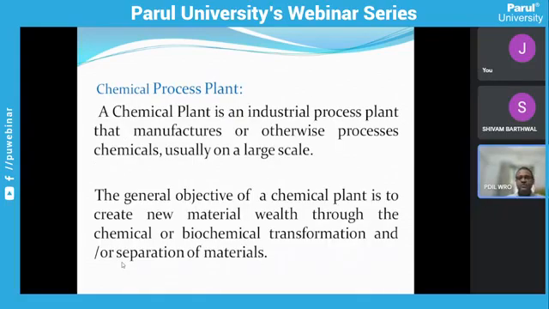Chemical process plant. A chemical process plant is an industrial process plant that manufactures or otherwise processes chemicals, usually on a large scale. The general objective of a chemical plant is to create new material wealth through the chemical or biochemical transformation and/or separation of materials. Just in the previous slide, what we discussed, the anatomy of the chemical process plant, this is the actual definition. That means it is not necessary that a chemical process plant always involves a chemical reaction. It may also be a storage and handling plant, because when we are storing some hazardous chemical at a particular location, then also it is part of a chemical plant, and transporting is also part of that chemical plant.